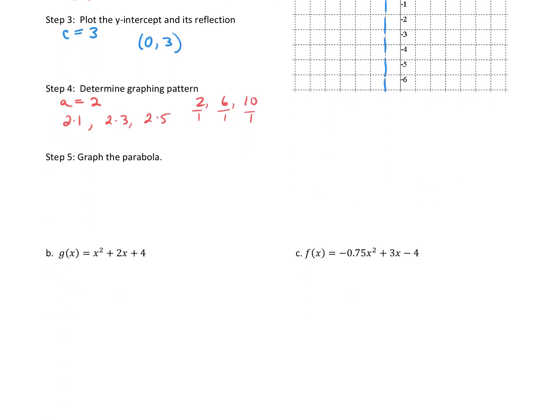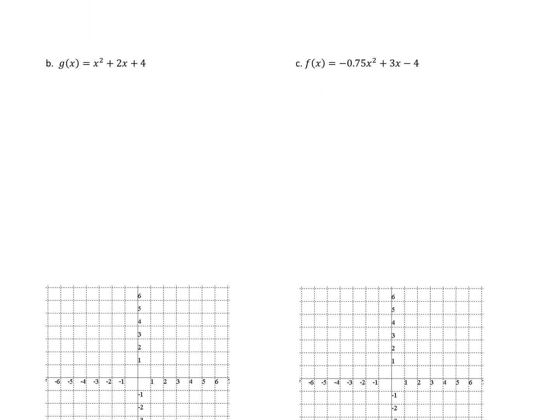So you can see we have 2 more to do. So we can run through these a little bit faster now that we've talked about it. We'll just run through the steps, get our graphs on there, and the more you do these, the faster they get. So for part B, we have g of x equals x squared plus 2x plus 4.